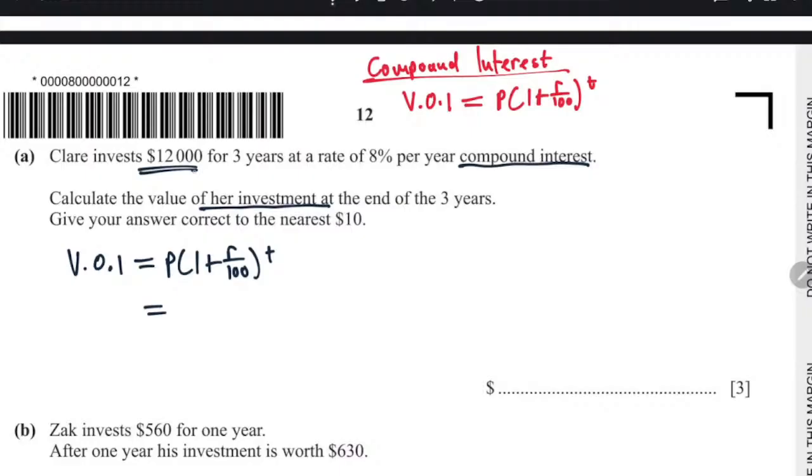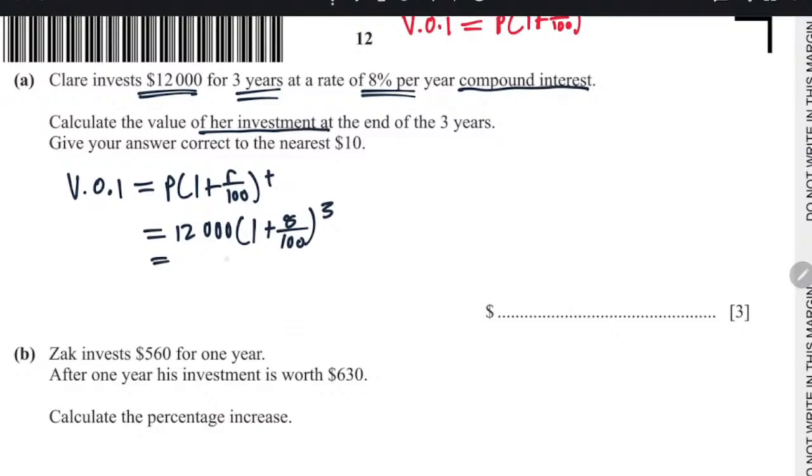The money she invests, 12,000. It multiplies 1 plus, what is the rate? It's the percentage, 8. So it's 8 over 100. To the power of time, the number of years, t, which is 3. Are we together? So can you do that, please? What do you get?